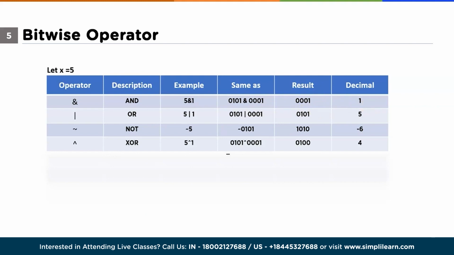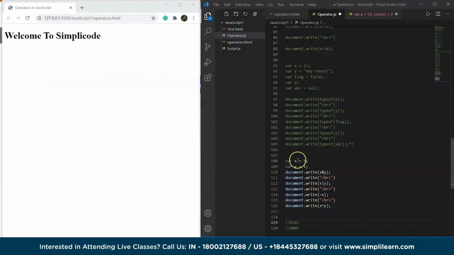Let's take an example of bitwise operators. Here you can see I have taken 2 variables. I have taken variable x, and the value of variable x is 5, and another variable is y, and the value of y is 1. Then I have used all the 4 bitwise operators: x and y, x or y, not x, and the XOR operator between x and y. So let's check the output now. Here you can see the output says 1, 5, minus 6 and 4.